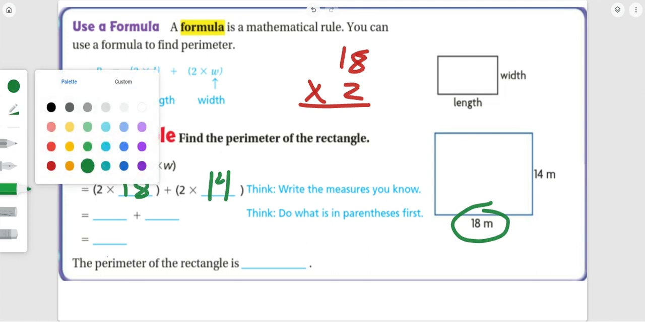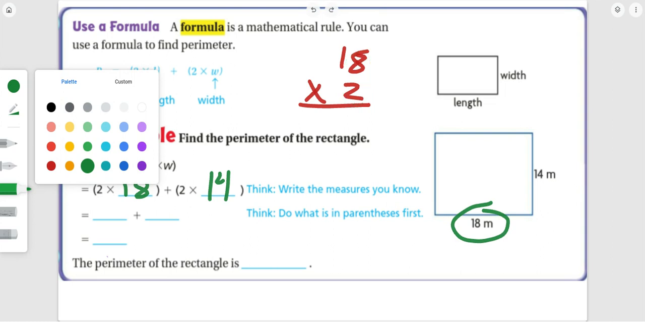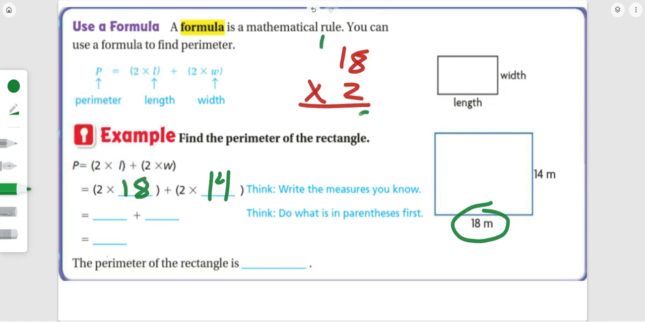We know we start in our ones place. 8 times 2 is 16. Next we move to our tens place on the top, but still using the 2 from the bottom. 2 times 1 is 2, plus our 1 from the top is 3. So 2 times 18 is actually 36. Next, instead of writing 2 times 14, I'm actually going to solve 2 times 14.